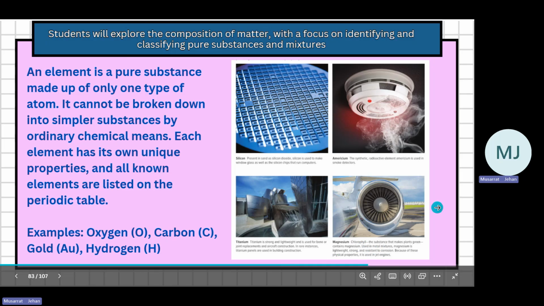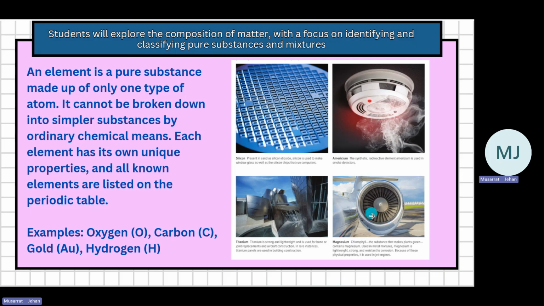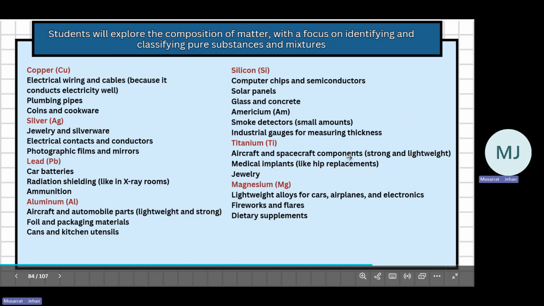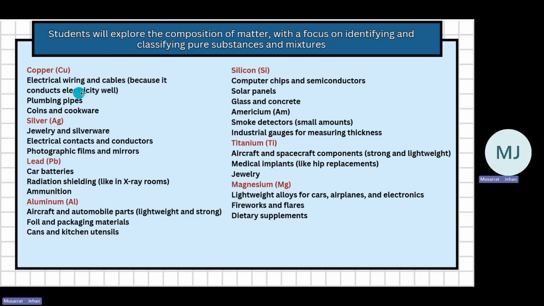In one of the questions, they asked you where magnesium is found. Chlorophyll, it makes it green. It is also used in metal mixtures. Magnesium is lightweight, strong, and resistant to corrosion. Because of this, it is used in jet engines. So you should know at least the uses of these elements. Copper is used for wiring, cables, conducts electricity, plumbing pipes, coins. Silver is used for jewelry, silverware, electrical conductors, etc. Also in photographic films and mirrors, we use silver.